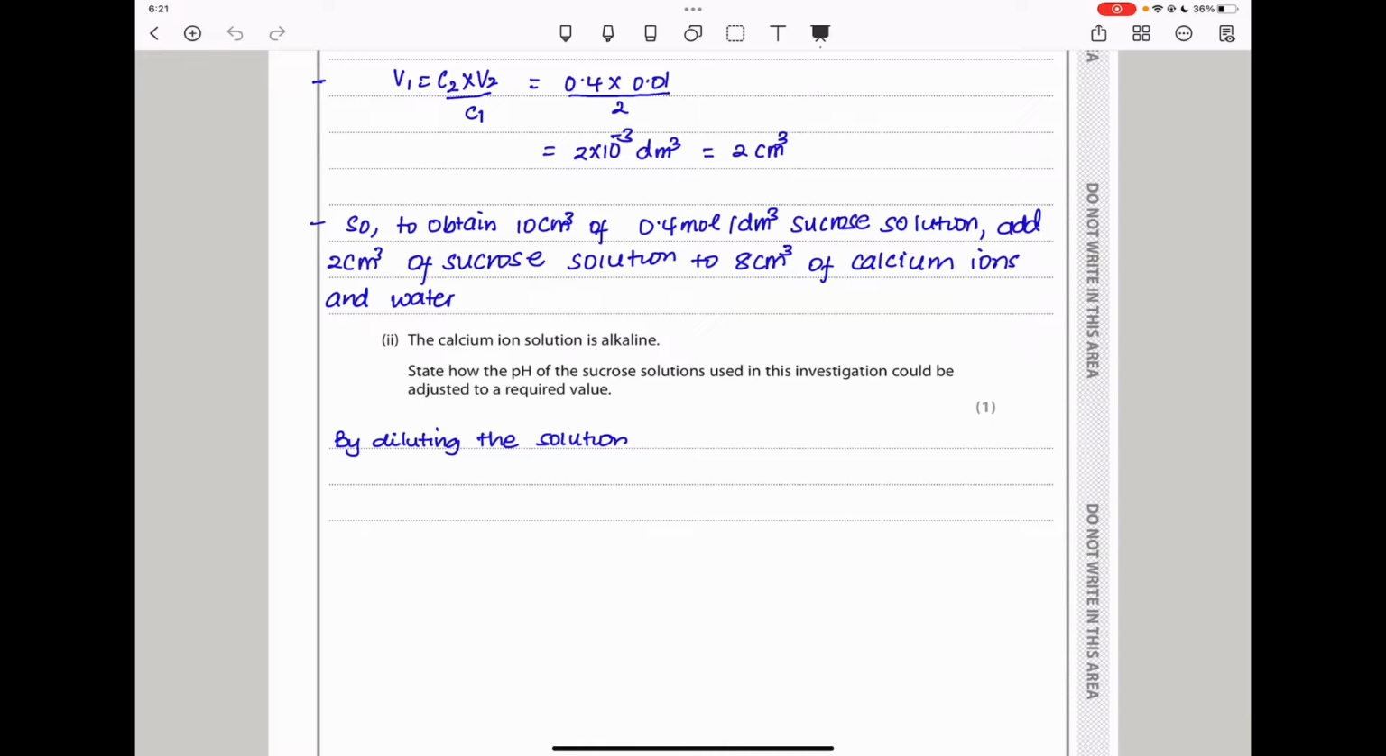Next here they say the calcium ion solution is alkaline. State how the pH of the sucrose solutions used in this investigation could be adjusted to a required value. So here I said by diluting the solution. Remember, this is pH. You could dilute the solution, or you could use a specific buffer that can ensure that the pH is maintained at a specific value.